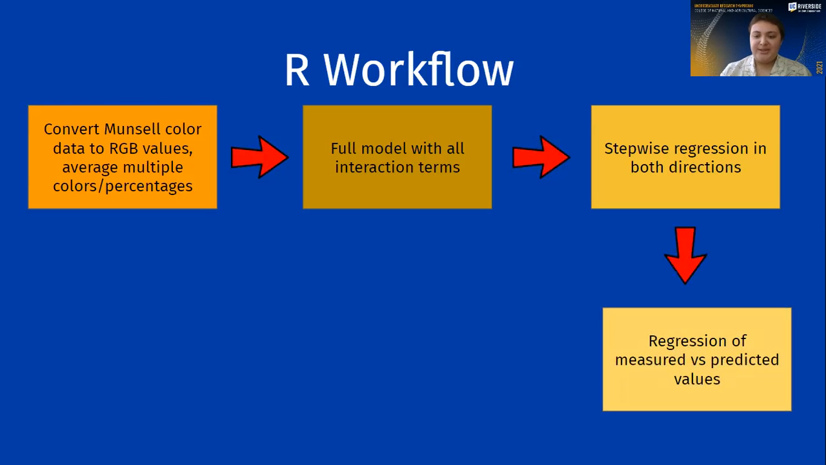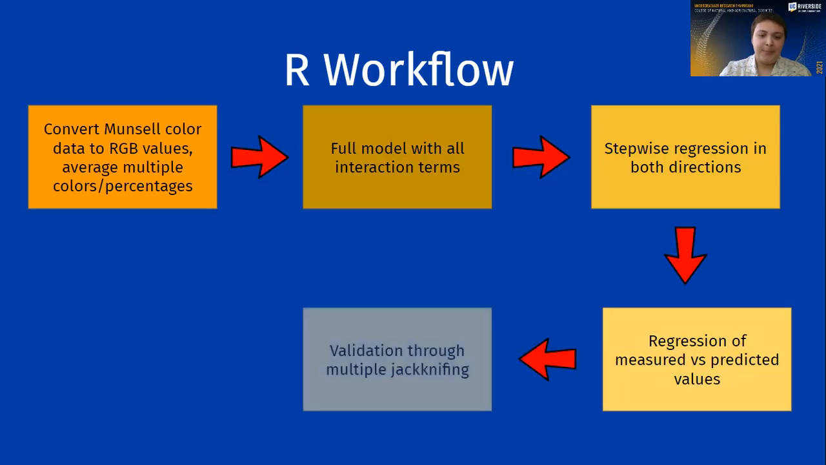Next was a regression of the measured versus predicted values. The predicted values are from the stepwise regression, and I will have graphs showing this to better explain it. And next was a validation of the model through multiple jackknifing. In this process, the data set is split into 70-30, and 30% of the data is run through the stepwise model to validate it and to see what R-squared values come out of that.